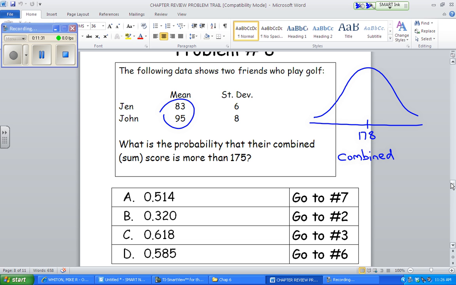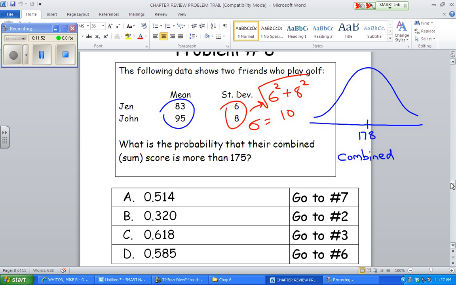Okay, now the standard deviation of this, I think this was an earlier problem. We use these two numbers again, so we're going to go 6 squared plus 8 squared. Remember, change them to variances and take the square root of it. And I think we ended up getting 10 for that on the previous problem. So that's the standard deviation for their combined score.